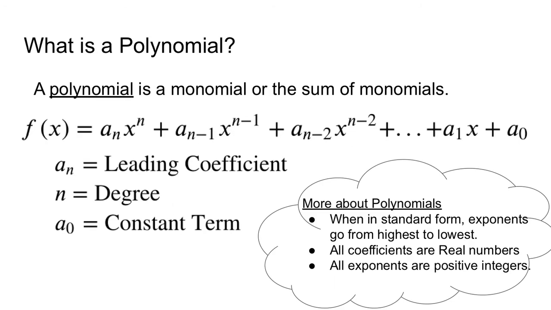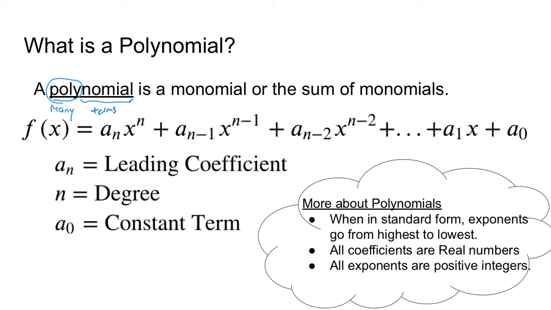A polynomial is, by definition, a monomial or the sum of monomials. And a monomial just means one term, okay? You gotta look at the prefix, right? The prefix poly means many. And of course, mathematically, nomials would mean, in our case, terms. So a polynomial has many terms.